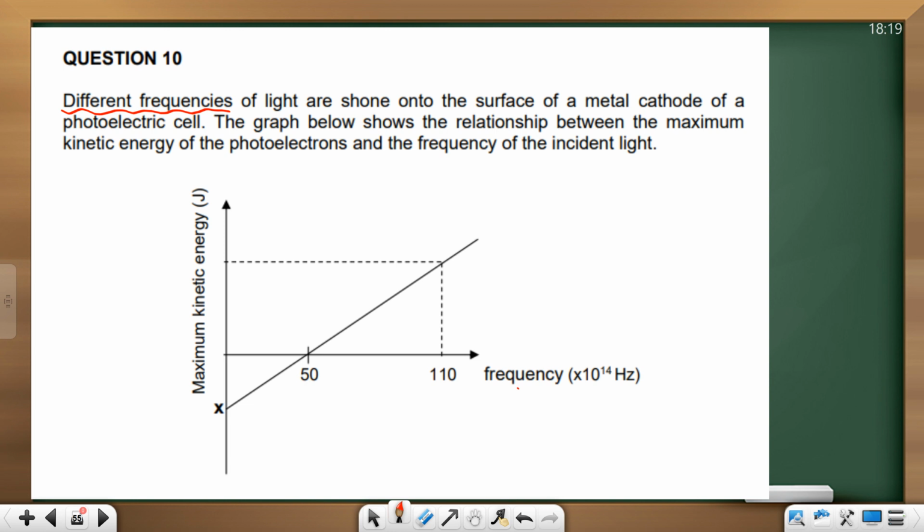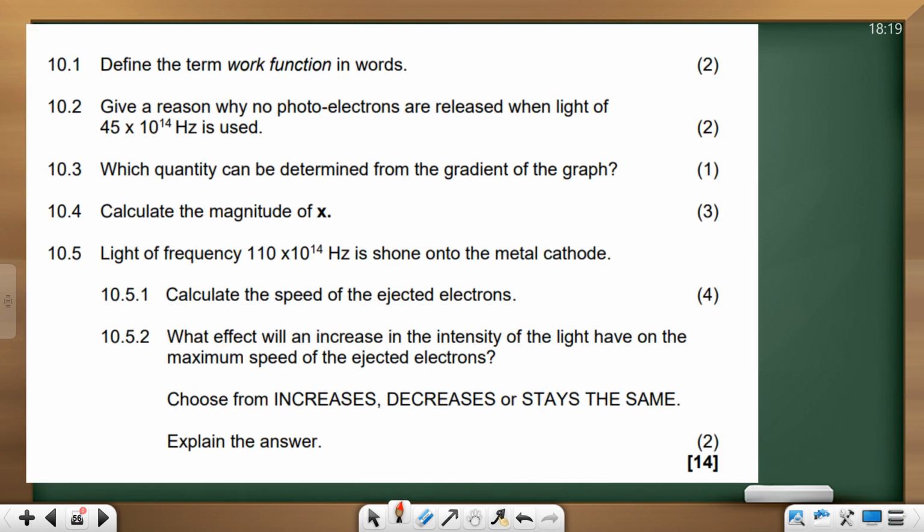As shown onto a surface of a metal cathode or photoelectric cell, the graph below shows the relationship between the maximum kinetic energy of the photoelectrons and the frequency. Already we know what our X is. If you were with me for yesterday's lesson, what's X? Beautiful. Work function. What is F? Not here. Threshold what? Frequency. This is F, right? And since you see that formula, what's coming to your mind? hf. So what do we know? Gradient equals to what? h. Quick analysis. Then we get our marks.